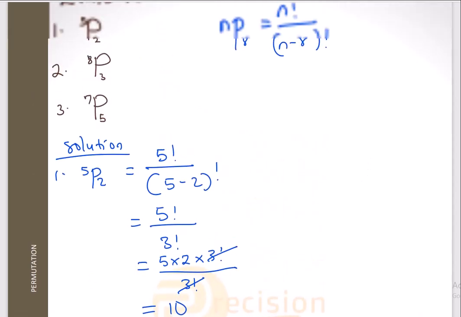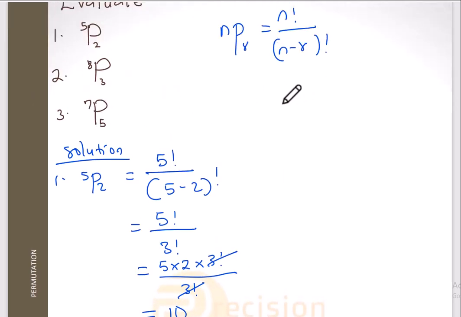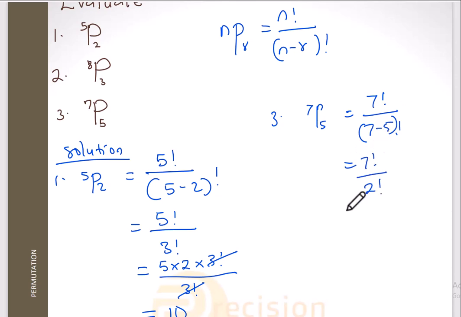So the last one, finally, we have 7 permutation 5. So 7 factorial all over 7 minus 5 factorial, right? Okay, so this becomes 7 factorial all over 2 factorial because 7 minus 5 is 2. So 7 times 6 times 5 times 4 times 3 times 2 factorial, all over 2 factorial. I hope this is clear to you.